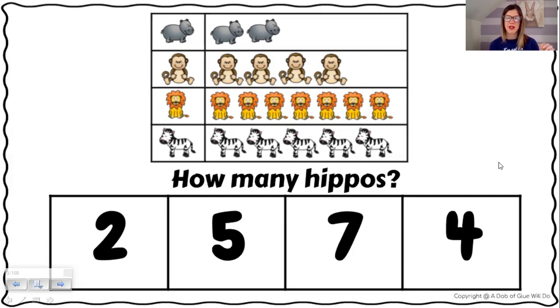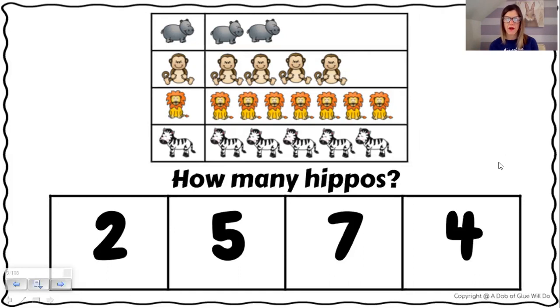So what you will see on the left-hand side are the pictures of the animals that they want you to be able to count in your questions, okay? So I see a hippo, and then underneath that I see a monkey. Underneath that I see a lion, and underneath the lion I see a zebra. Okay, so this question is not asking you any information about zebras or lions or monkeys, just hippos.